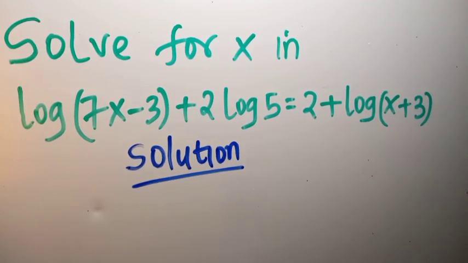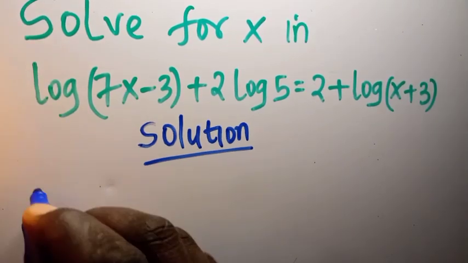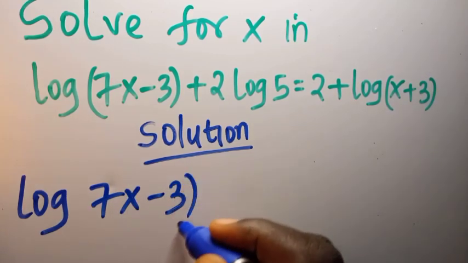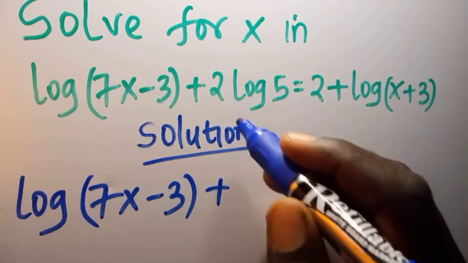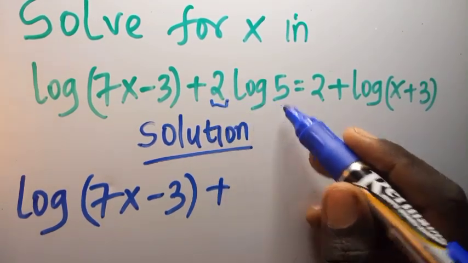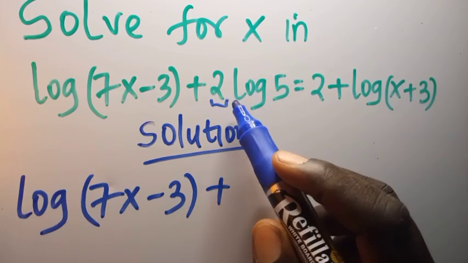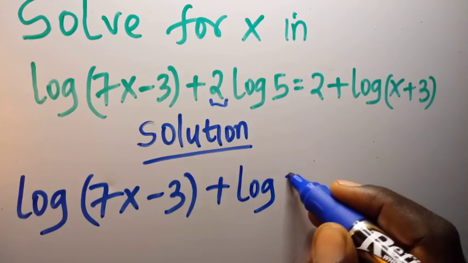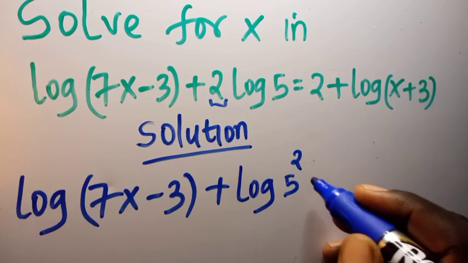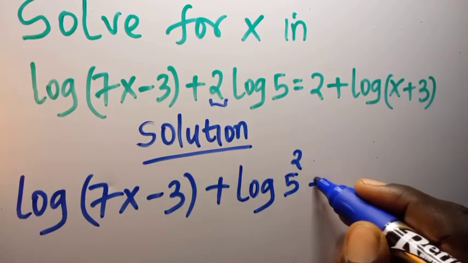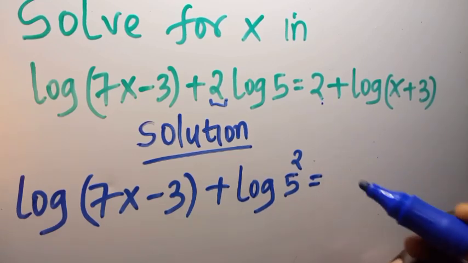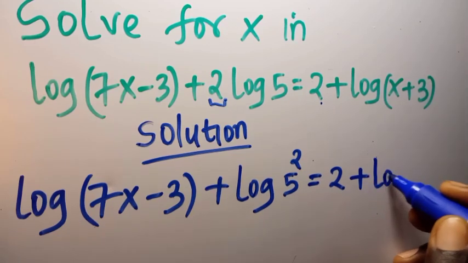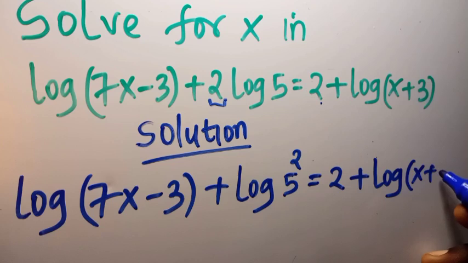Now, we shall have the logarithm of 7x minus 3. Then we close the bracket, then plus, we need to remove this 2 that is behind log 5, so that it will be a power of 5. In this case, it will be the logarithm of 5 raised to 2 equals to 2, then plus the logarithm of x plus 3.